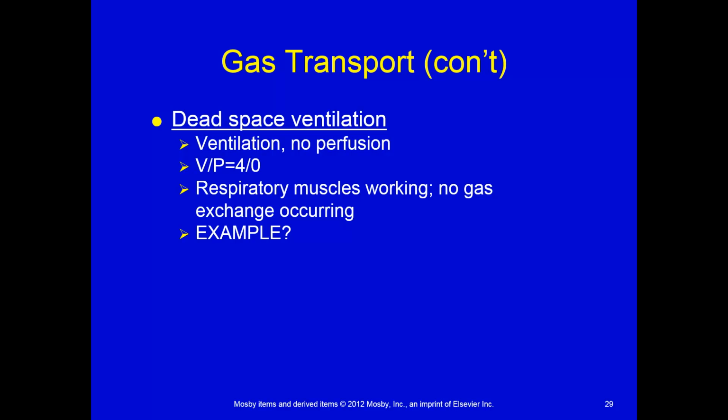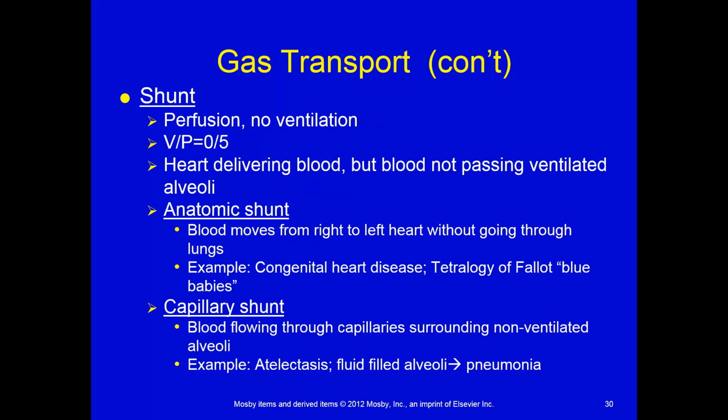The next example I want to give you for a ventilation-perfusion mismatch is a shunt, okay? This is where there's perfusion, but no ventilation. So V/P would be 0 to 5. So the heart's delivering blood. It's pumping blood really nicely to those alveolar sacs, to the lungs, but the blood is not passing a ventilated alveoli. Okay, so it looks like this.